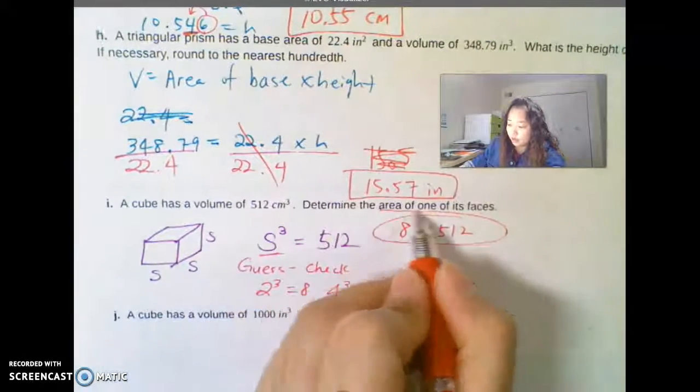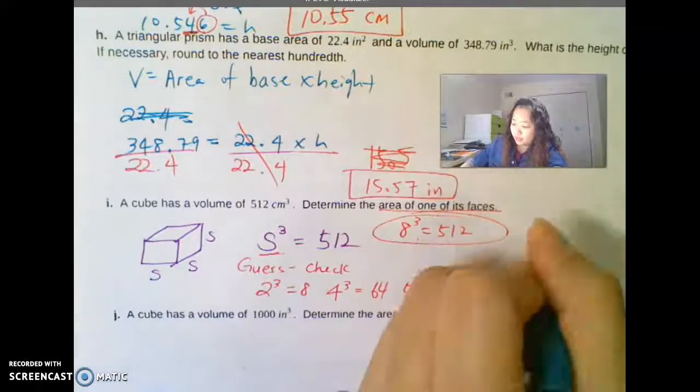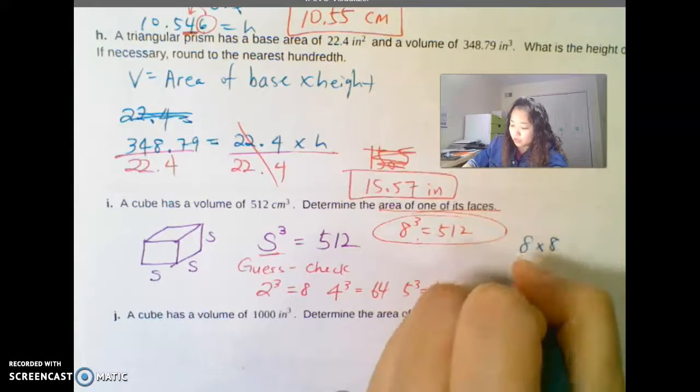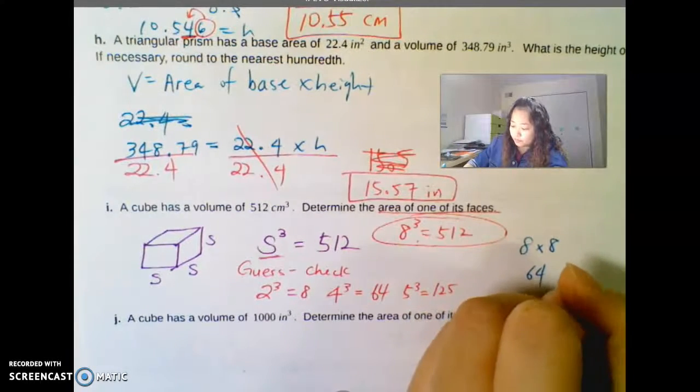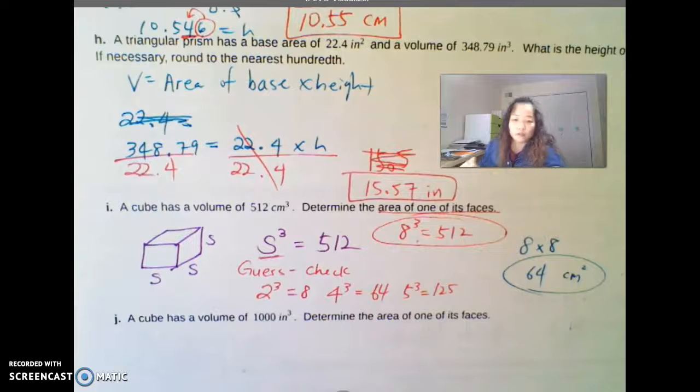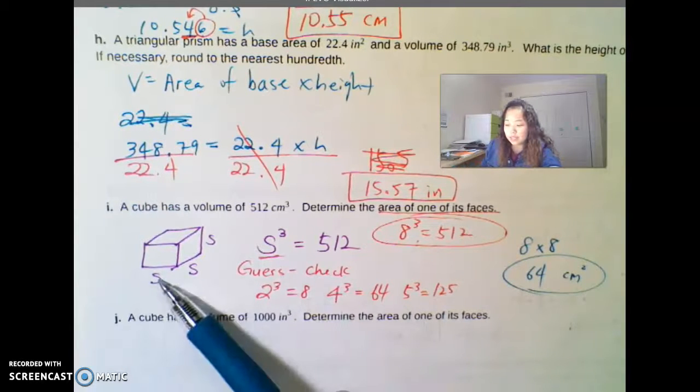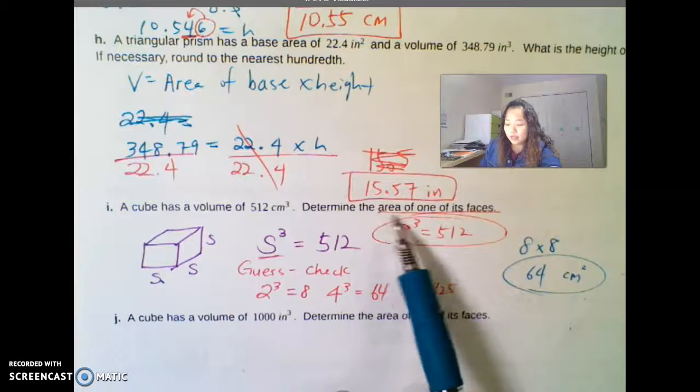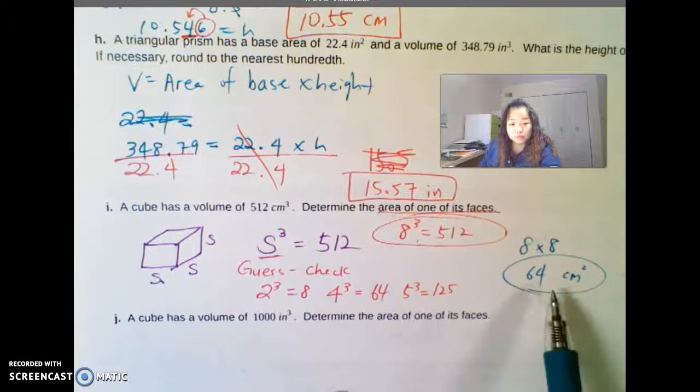So the area of one of its bases would be 8 times 8, which is 64. So first you use guessing and checking to find how long each side is, and then you find the area, so length times width. So 8 times 8, I got 64.